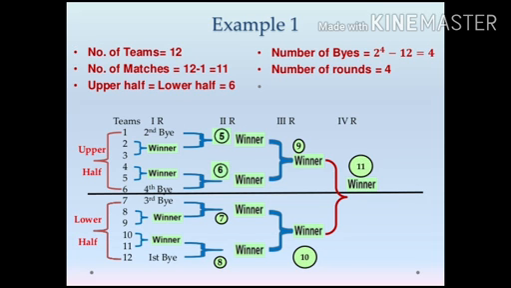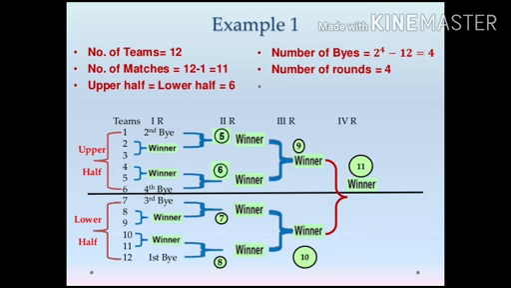Next example: how many byes will be given if 19 teams are participating in a tournament? So the total number of teams is 19. The next highest number which is a power of 2 is 32, because 2 to 4, 4 to 8, 8 to 16, 16 to 32. So 32 minus 19 is equal to 13. So in that particular tournament, 13 byes will be given to the teams if the number of teams is 19.